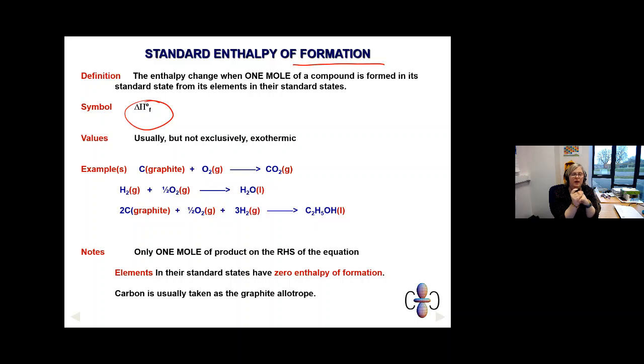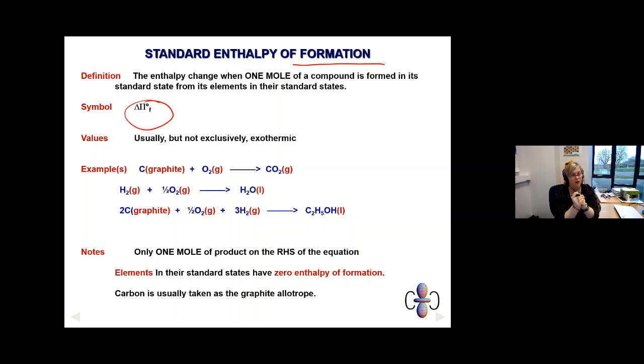Usually, but not exclusively, though I would say nearly always, standard enthalpy of formation is an exothermic process. Graphite, carbon, if given, is usually assumed to be the graphite allotrope of itself. In these types of enthalpy calculations, you're not meant to assume that it's diamond; you assume that it's the graphite allotrope that's present. So carbon in the form of graphite will oxidize with oxygen to produce carbon dioxide gas. In the same sense, hydrogen will oxidize in a good supply of oxygen to form water.